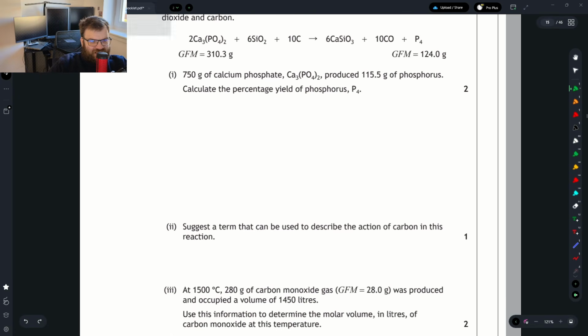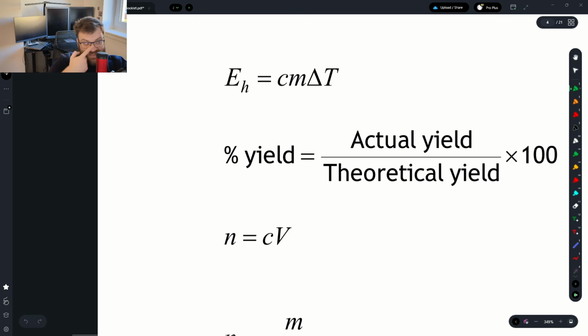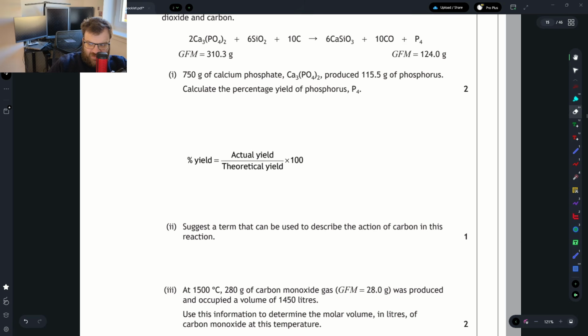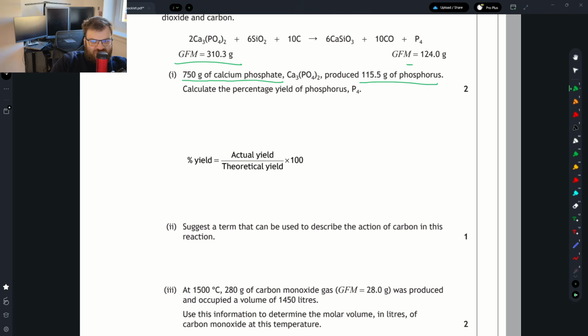Next one, we're asked to work out the percentage yield. From the data booklet, it tells us a percentage yield equals the actual yield over the theoretical yield times 100. In questions like this, they'll give us two values. One of them is our actual yield, and one of them is used to figure out the theoretical yield. Calcium phosphate is a reactant versus phosphorus, which is a product. We make products, which means our 115.5 is our actual yield that we'll use to work out our final answer.